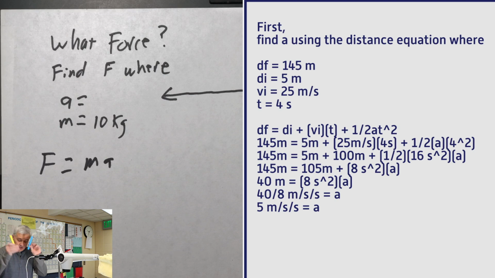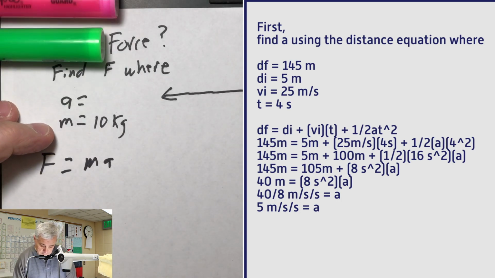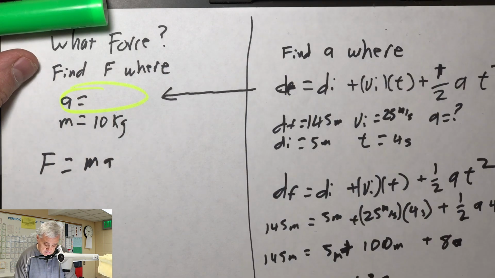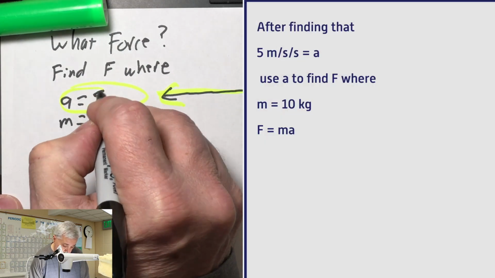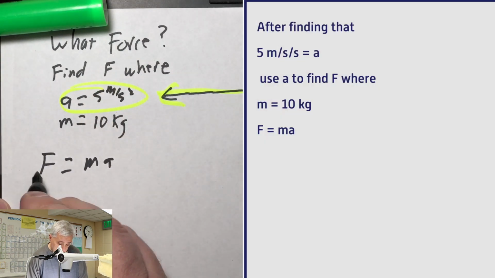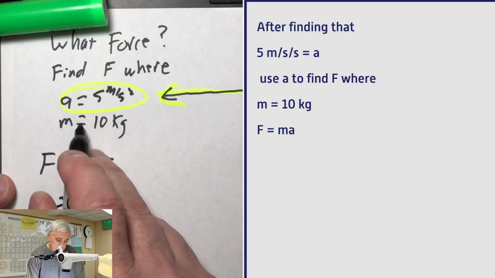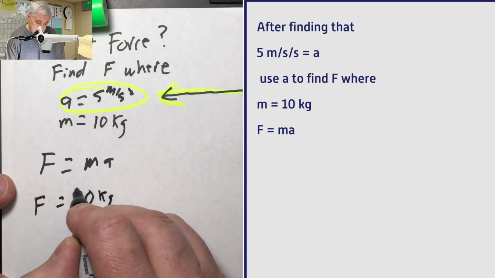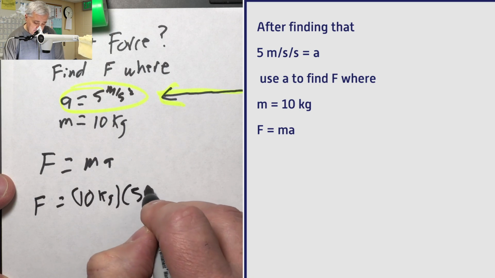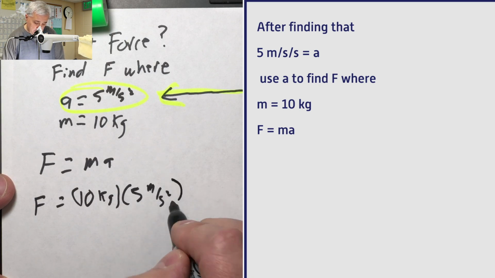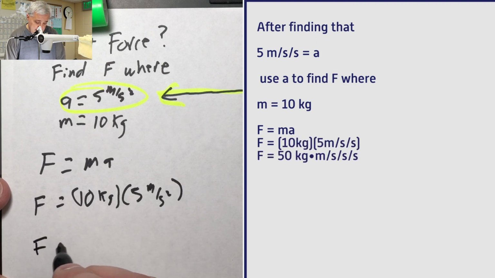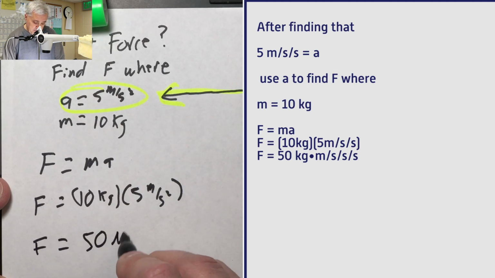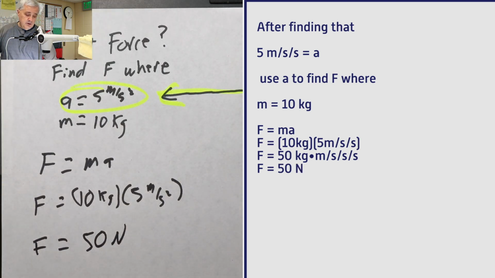Getting the colored highlighters out. This is A. So I'm going to take that up here and I'm going to put it in for A. 5 meters per second squared. Now I'm ready to find F. F equals 10 kilograms times 5 meters per second squared. Kilogram meters per second squared, that's the units for newtons. 10 times 5 is 50. F equals 50 newtons.